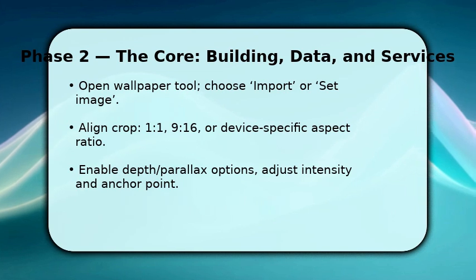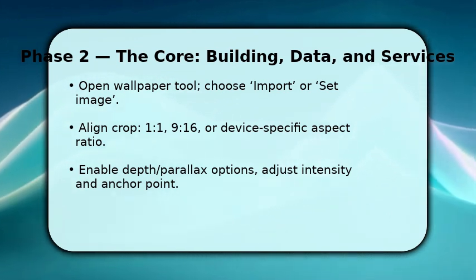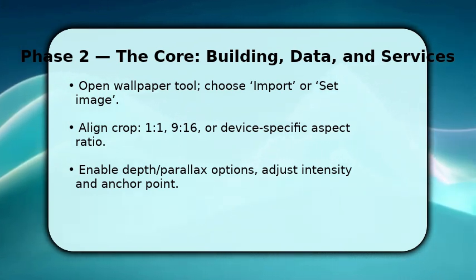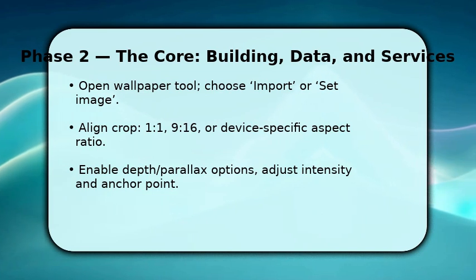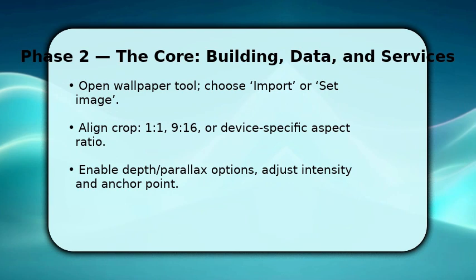Once positioned, enable depth, parallax, or motion layers. Adjust intensity so foreground separation is visible but not exaggerated. If available, tweak the anchor point to control perceived distance. These adjustments manage how the depth map translates into movement and preserve composition.